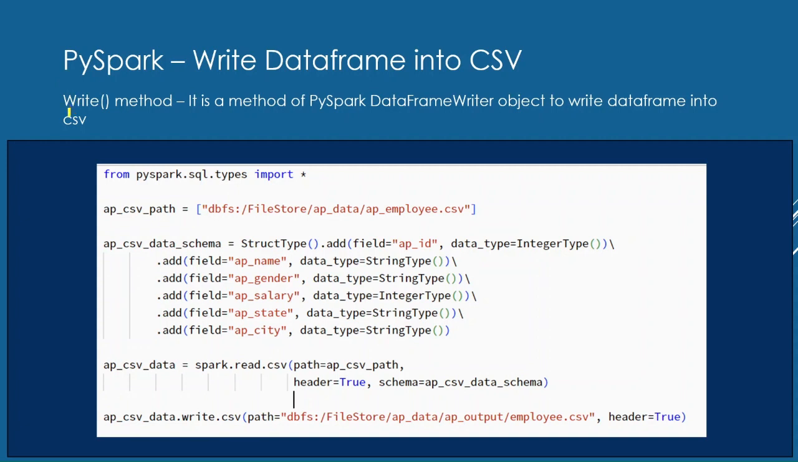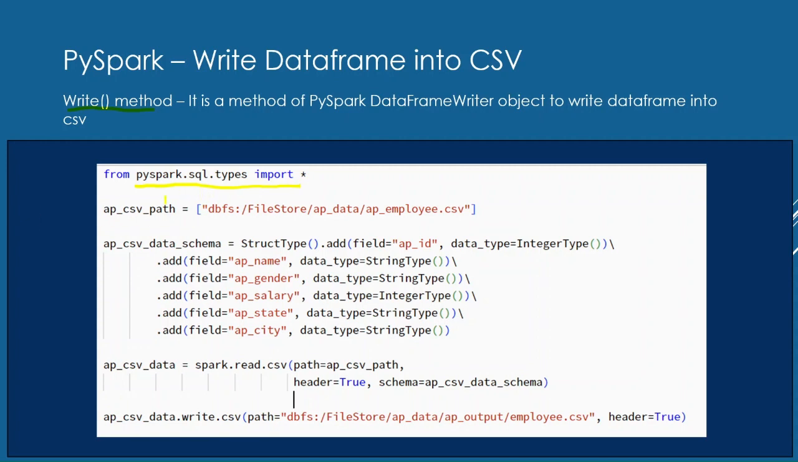In this video, we are going to see how to create a CSV file from a DataFrame. We have a write method. It is a method of the PySpark DataFrame writer object to write a DataFrame into a CSV file. So how is it going to work? First, we need to import all the functions which are present in pyspark.sql.types.